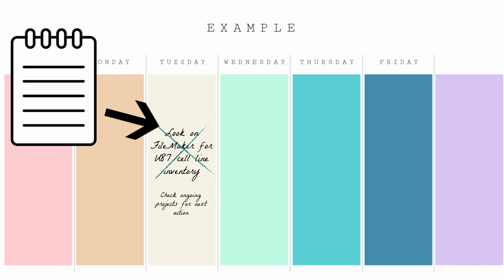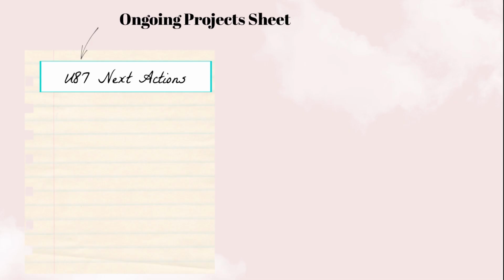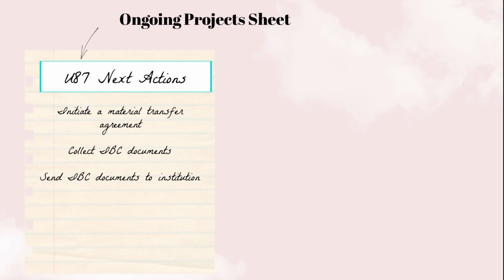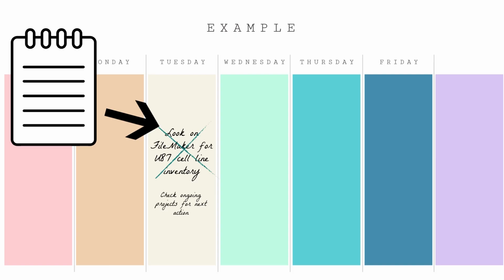Under the next action steps for that project on the ongoing projects sheet, it would say initiate a material transfer agreement, then collect IBC documents, send those documents, prepare the chain of custody forms, schedule a shipment date. And so after I check the inventory, I schedule in when I will work on the next action step, which would be initiate a material transfer agreement.